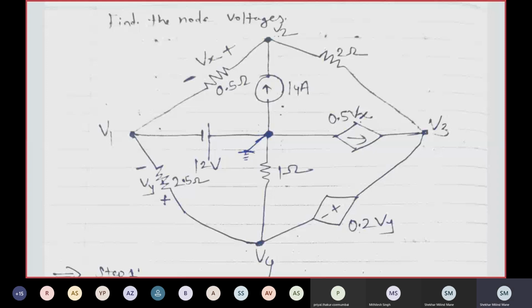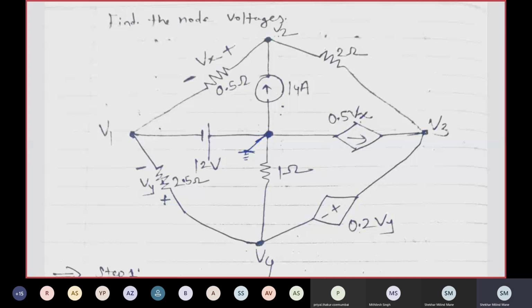Now, the second problem we will see, find the node voltages. This is a big problem. You have to find node voltages. Node voltages are V1, V2, V3 and V4. And ground is there at the center. All the nodes are connected with respect to ground. V1 with respect to ground, V2 with respect to ground, V3 with respect to ground, and V4 with respect to ground. We have to find.